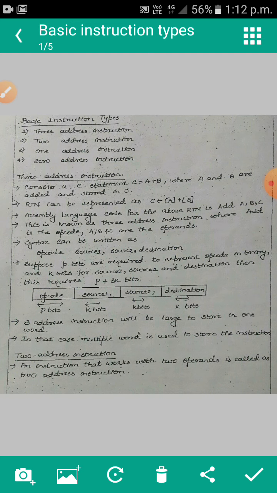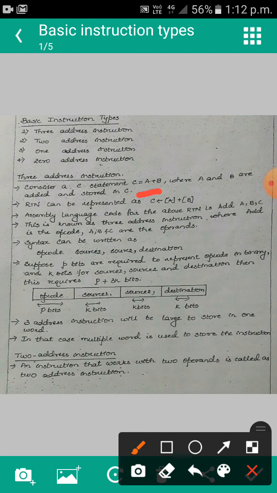It depends on the machine. Different machines use different address instructions. Some machines use 3 address instruction, some machines use 2 address instruction, and some machines use 1 address instruction, like that. So consider, for example, C is equal to A plus B. C is equal to A plus B is written in a high level language.